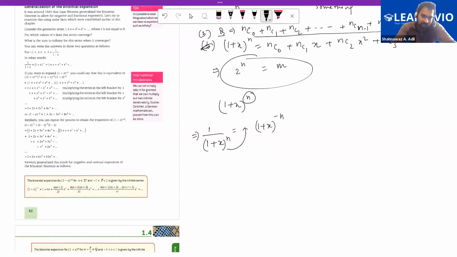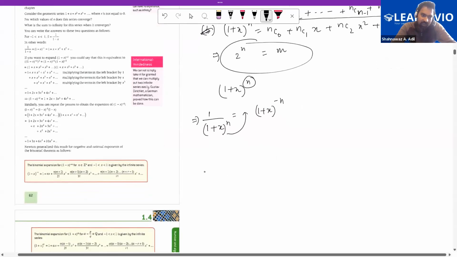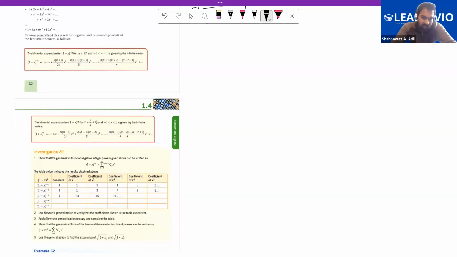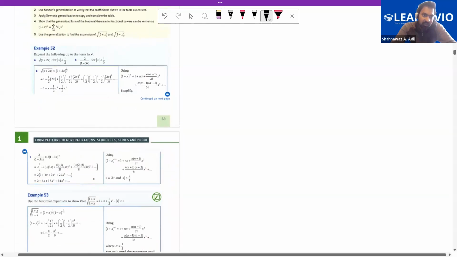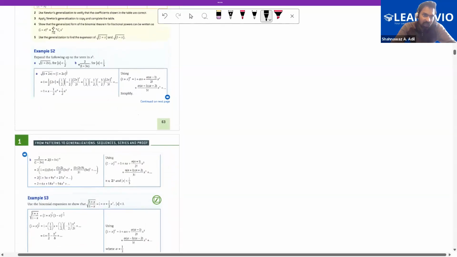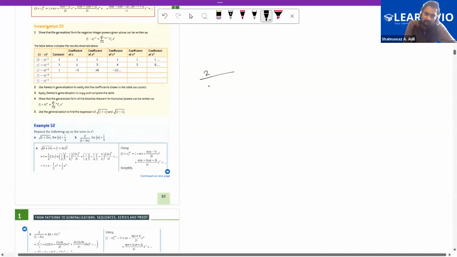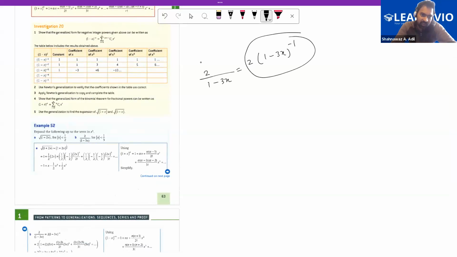Clear? Yes. So then you have to solve the binomial expansion for P by Q, which is given by the infinite series. Now we are doing the same thing for different kinds of expressions. 1 plus 2x for mod x less than 1 by 2, so we are expanding 1 plus 2x to the power half. Then 2 by 1 minus 3x, which is in the denominator, so we will expand 1 minus 3x to the power minus 1. Same thing. So these are the questions that you will have, and we'll stop here.